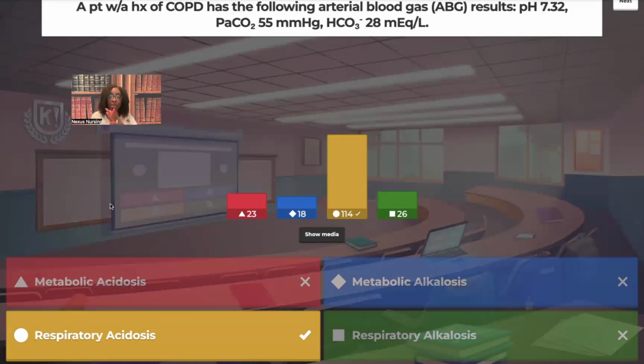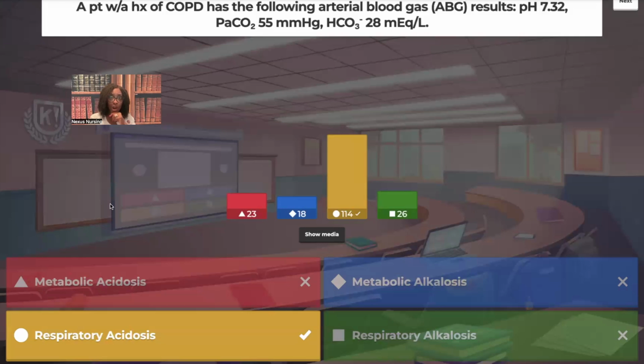So let's talk about this. Let's look at pH. pH is 7.32, which means it's less than 7.35. Anything less than 7.35 is what? Acidic. So we know this patient's acidic. Now we got to figure out, is it respiratory or is it metabolic? Look at the other two numbers that are left. CO2 says 55. CO2 is supposed to be 35 to 45. That means the CO2 is high, it's increased, right?